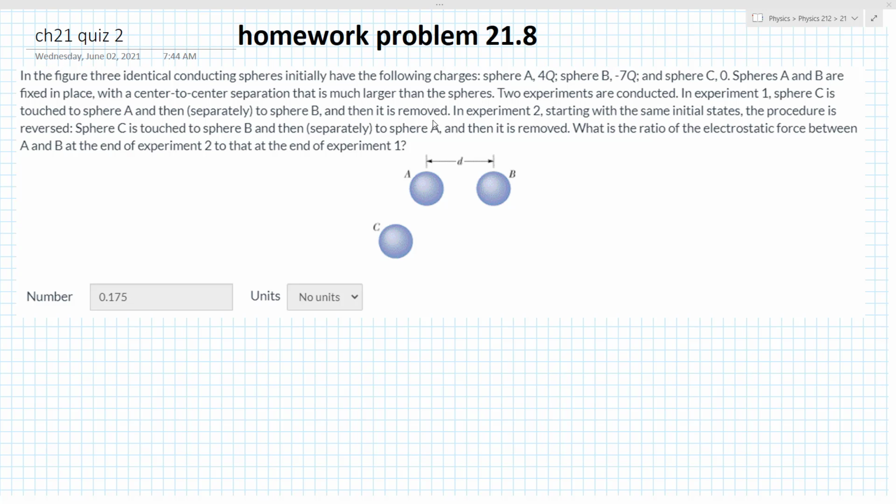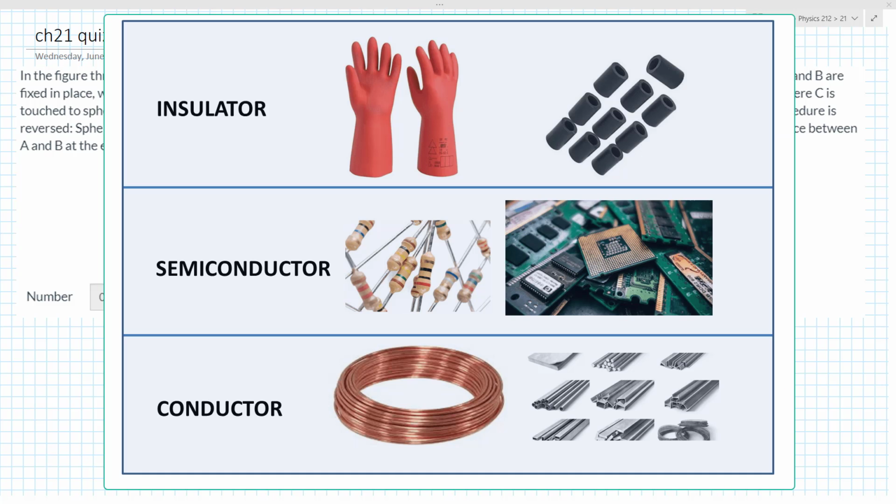Chapter 21, Quiz 2, which is the same as Chapter 21, Homework Problem number 8. In this problem, you're working with three conductors, sphere A, B, and C. A conductor is a material that allows charges to pass through it. An insulator doesn't allow charges to flow, and a semiconductor sometimes allows charge flow. Those are the three basic categories: conductor, insulator, and semiconductor.